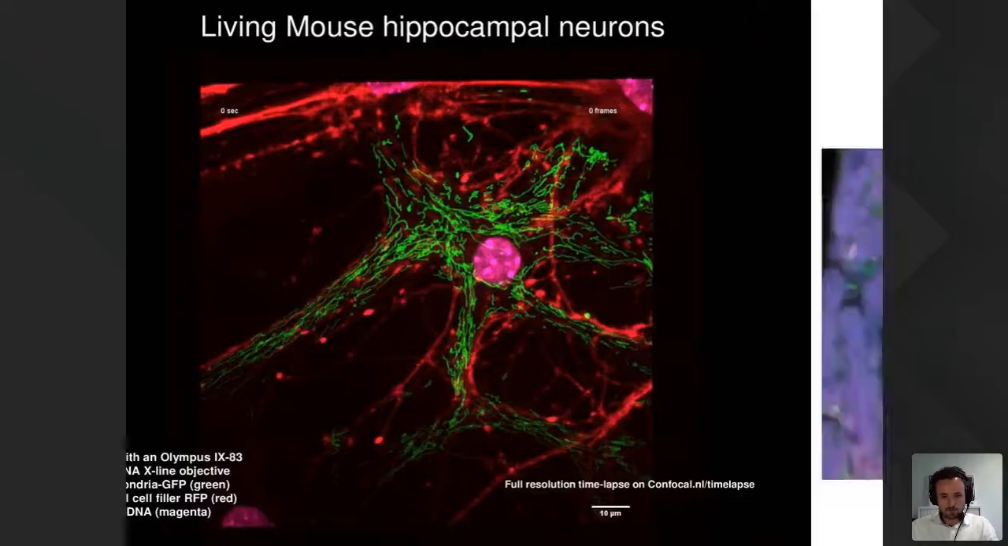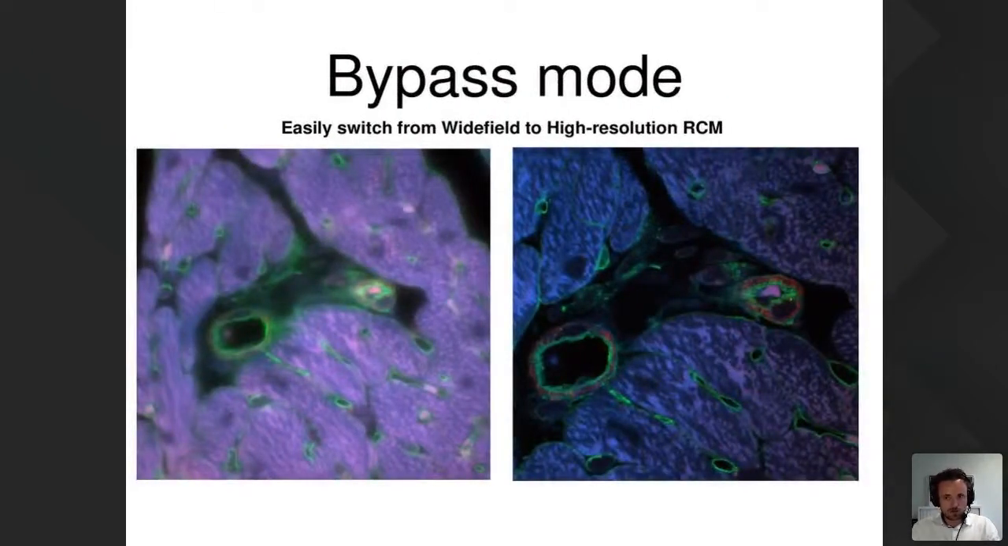Okay. So because we have a camera-based system, we can also work in bypass mode. So this is showing you the two modes. We have wide field on the left side and confocal on the right side. And simply by switching this knob, it's a manual knob, you can go back and forth between the confocal and the wide field. So it's to focus in the wide field mode and to image in the confocal mode.